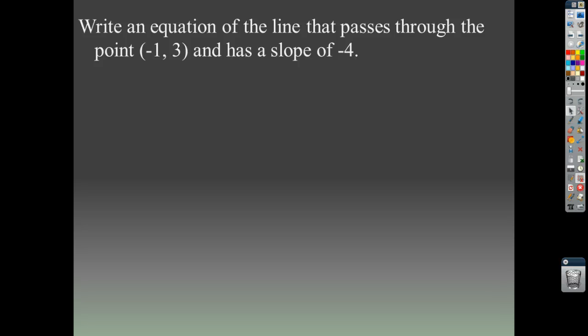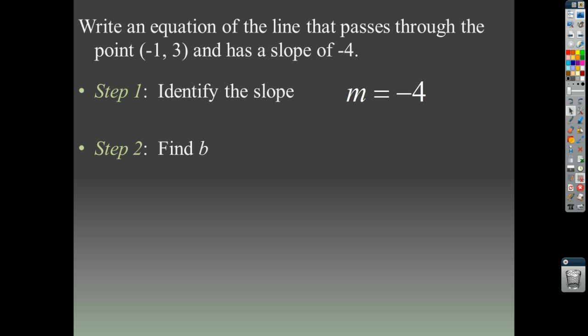Write an equation of the line that passes through the point (-1, 3) and has a slope of -4. As we look at this, we don't have the y-intercept, so we're going to have to find that. First, let's identify the slope. In this case, they tell us what the slope is. It's m equals -4. Now let's find b. In order to find b, we're going to plug our point into our equation.